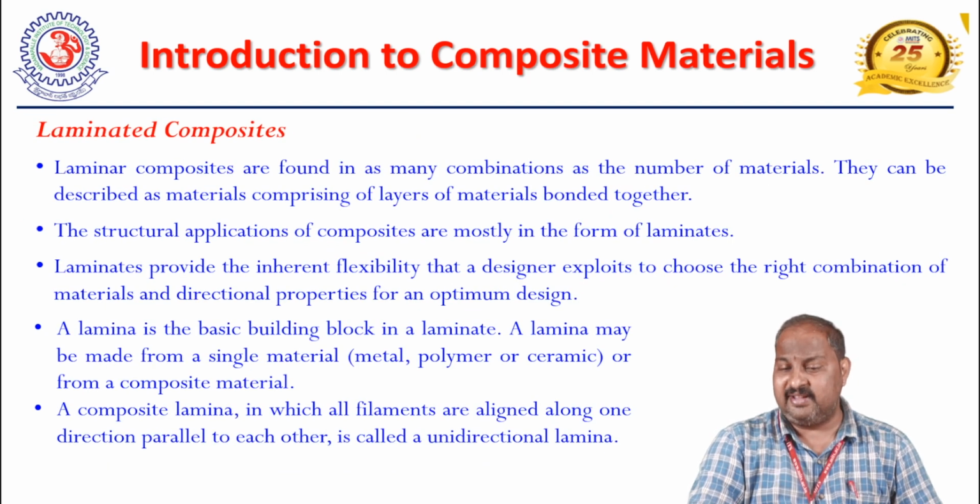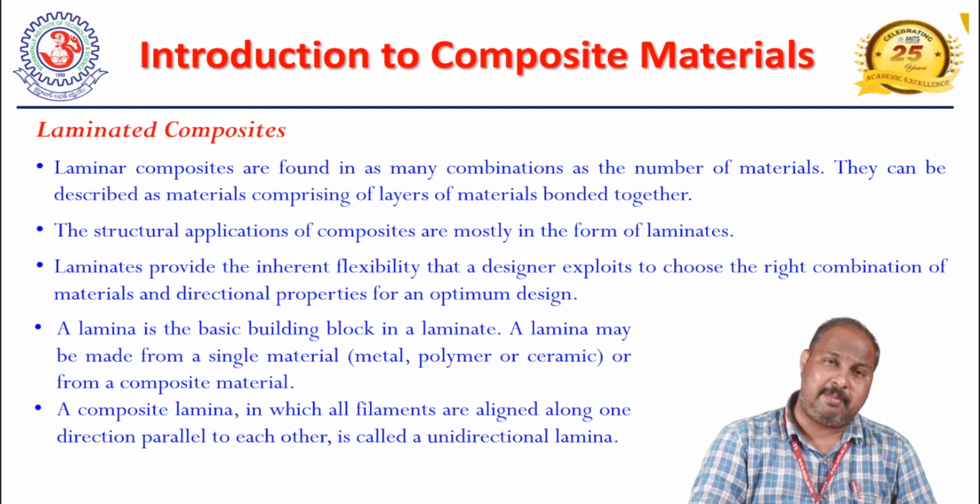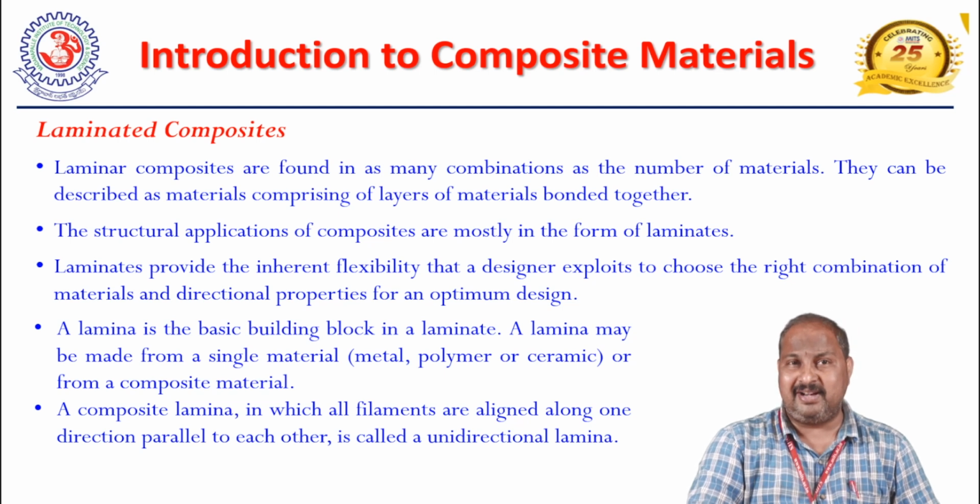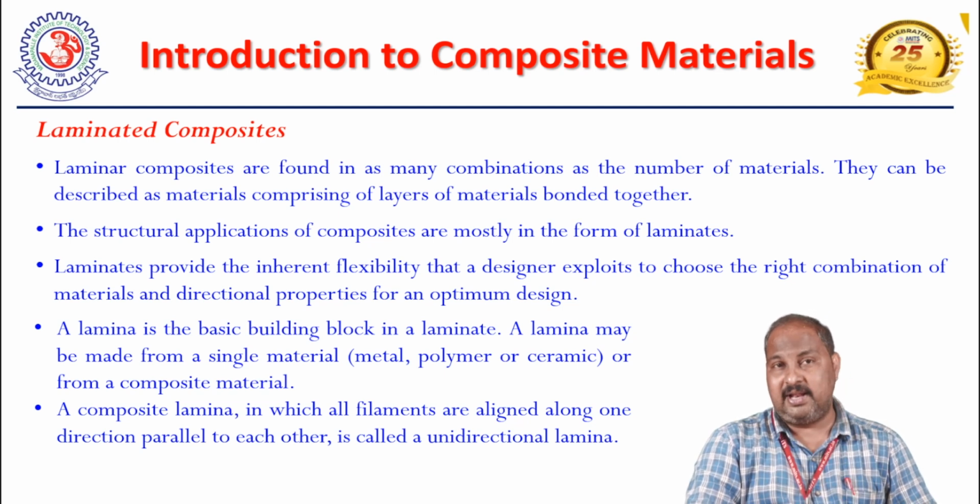The next category is the laminated composites. As I said, impregnated laminates are stored, and whenever we want the composite parts, those impregnated laminas can be laid one over the other, and we can prepare the laminated composites. These are found in many combinations of materials. They can be described as material comprising layers of material. As the name itself suggests, a laminate is a stack of laminas or layers. So a material comprising layers of materials which are bonded together, we call a laminated composite.